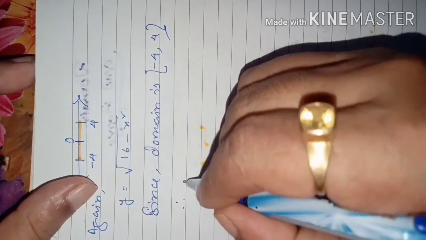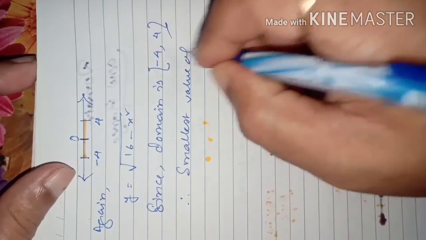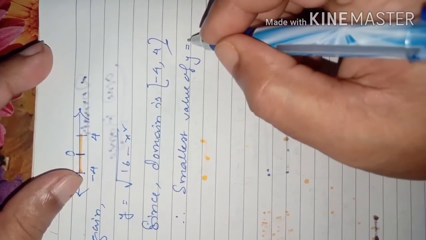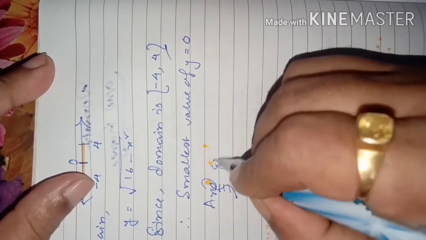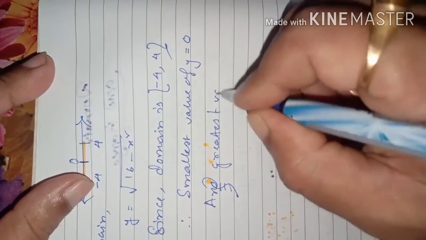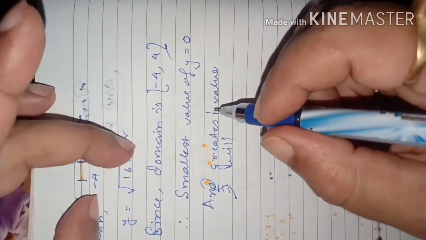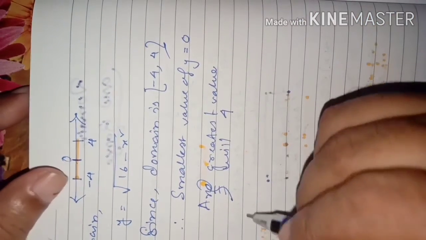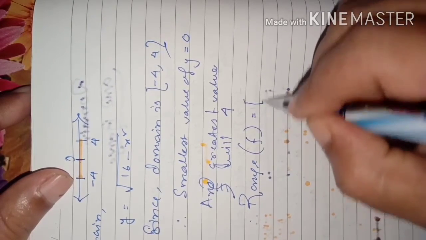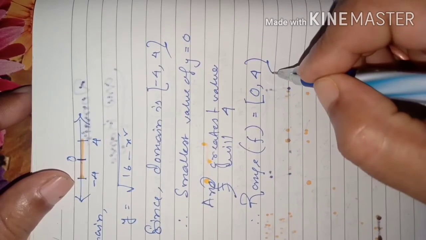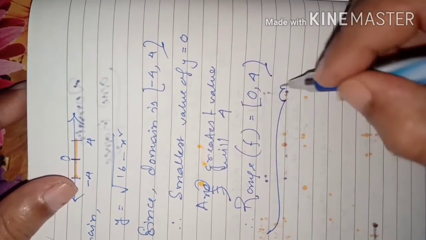Therefore, the smallest value of y will be equal to 0, and the greatest value will be 4, because if x is 0, then y will be 4. So now you see, therefore the range of the function f will be from 0 to 4, including 0 and 4, from 0 to 4 in closed bracket. So this is the range of the function.